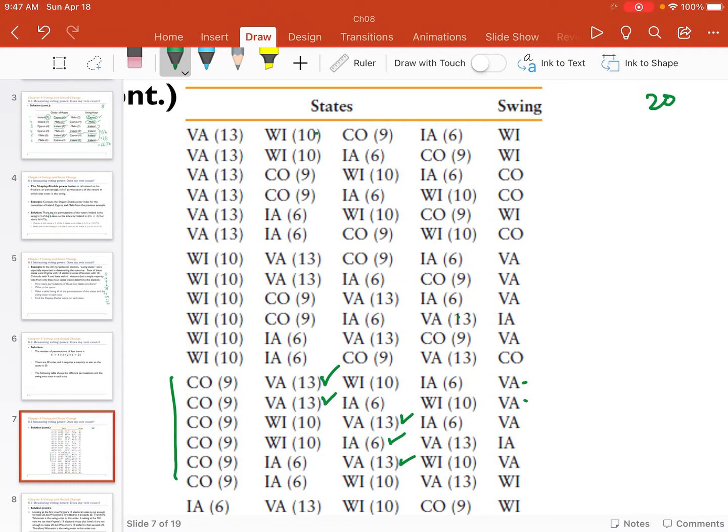Colorado, Iowa, not even close, but you get to 13, that's 28. Virginia, again, is the swing. Colorado, Iowa, only 15, but then Wisconsin is the swing.